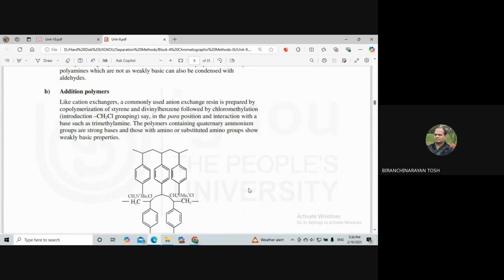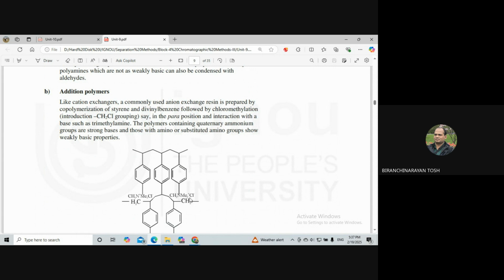Then with addition polymers, like cation exchangers, a commonly used anion exchanger resin is prepared by copolymerization of styrene and divinyl benzene followed by chloromethylation. That means introduction of the CH2Cl group, say in the para position, and interaction with a base such as trimethylamine. The polymers containing quaternary ammonium groups are strong bases, and those with amino or substituted amino groups show weakly basic properties.